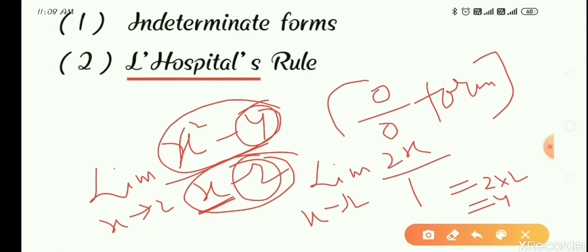So like this, numerator and denominator separately you have to differentiate. And you put the direct limit then. And if you are not getting 0 upon 0 form again, then direct limit you put and find the answer. Still, if you are getting 0 upon 0 form after first differentiation, when you are putting limit, then again you are getting 0 upon 0 form.